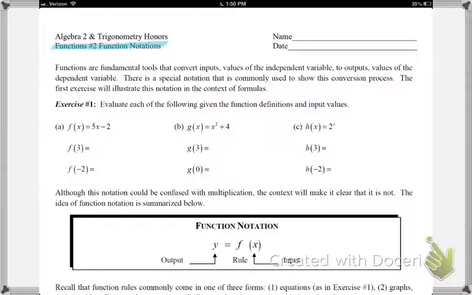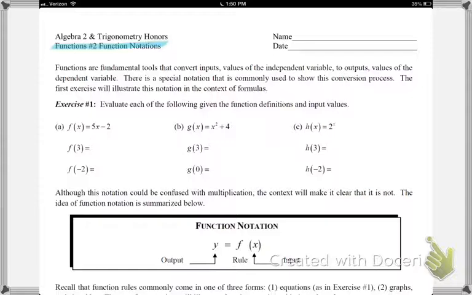The first exercise will illustrate this notation in the context of formulas. Evaluate each of the following given the function definitions and input values. So f at x is equal to 5x minus 2. They want us to evaluate and find f of 3. So wherever there's an x value, we are going to substitute the value of 3.